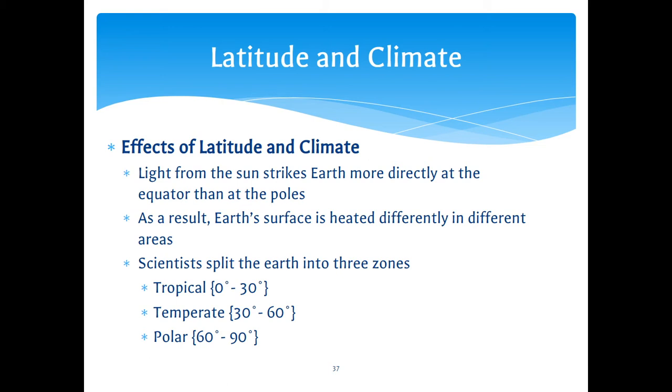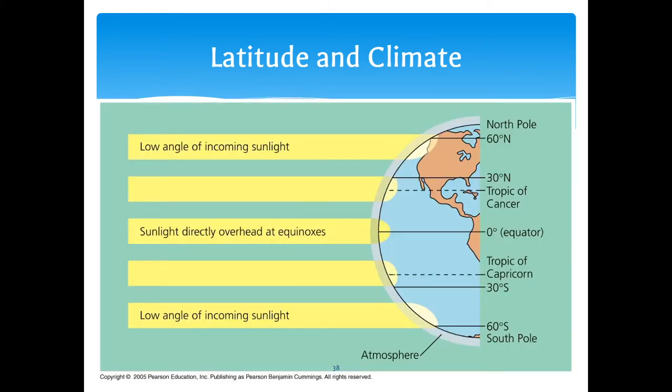But as such, the Earth's surface is heated differently in different areas, which causes different climatic changes and also different biomes or ecosystems. Scientists split the Earth into three zones. You have the tropical, which is 0 to 30, the temperate, which is 30 to 60, and the polar, which is 60 to 90. We typically reside around the 30 to 60.